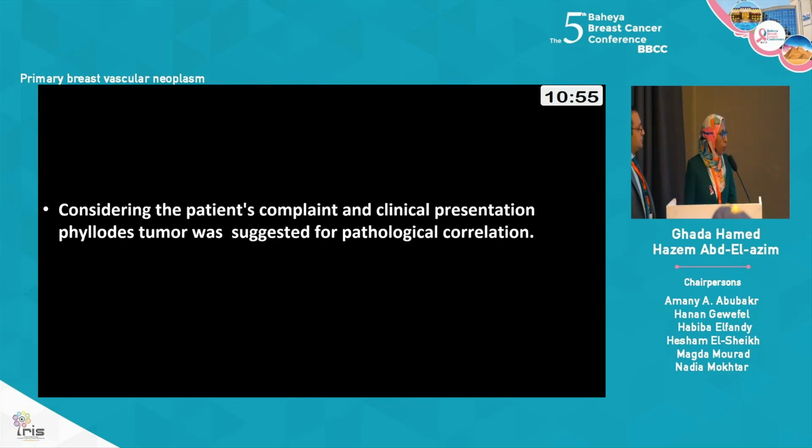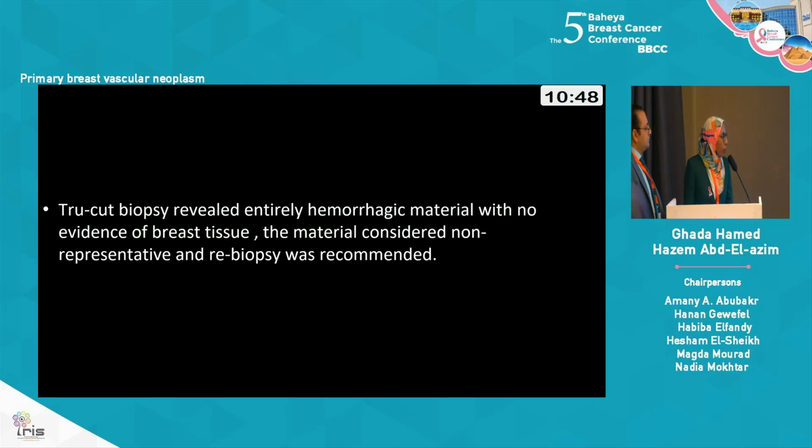Considering the patient's complaint and the clinical presentation, phyllodes tumor was suggested for histopathological correlation. Trucut biopsy revealed entirely hemorrhagic material with no evidence of breast tissue. The material was considered non-representative and rebiopsy was recommended.